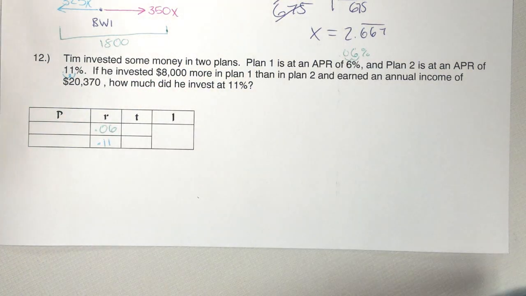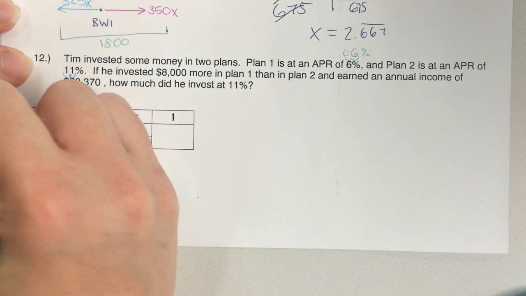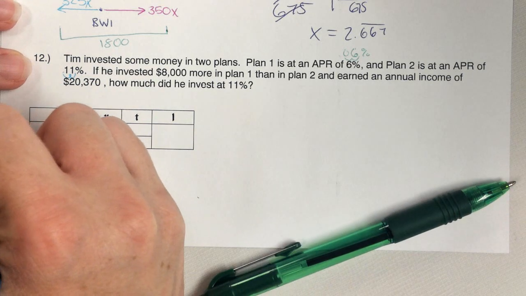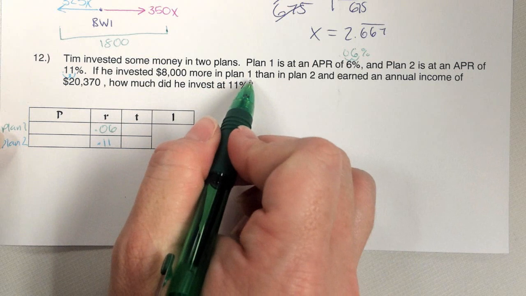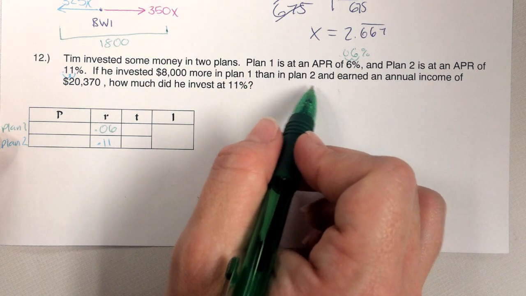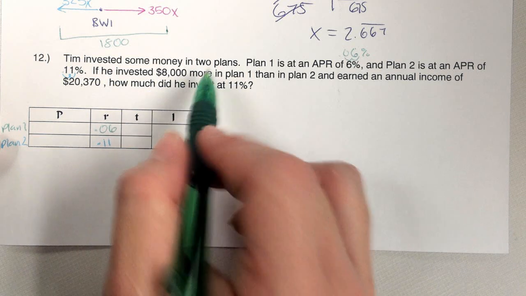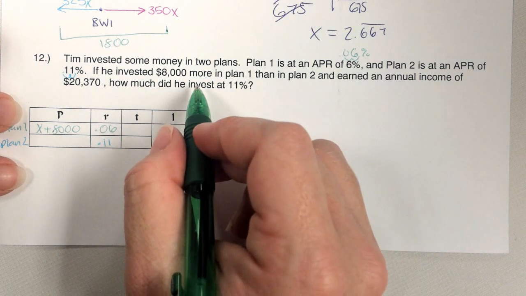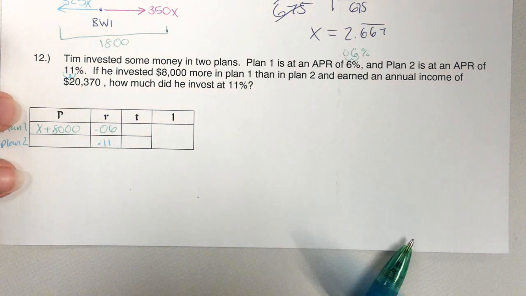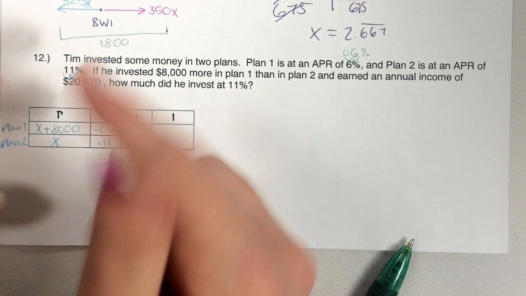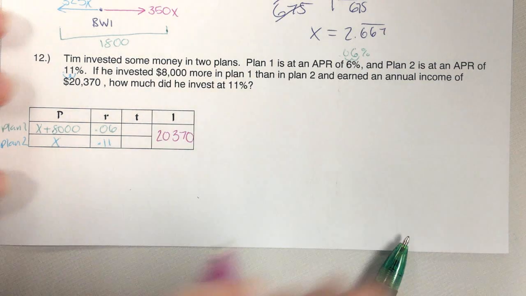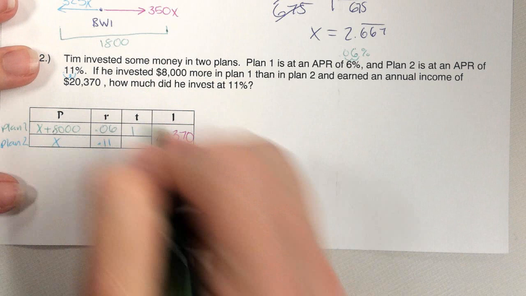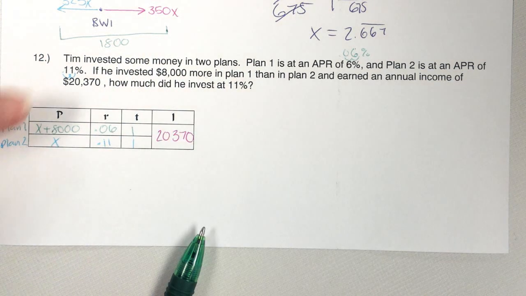If he invested $8,000 more in plan 1, so the first one, this one's plan 1. This one's plan 2. So if he invested $8,000 more in plan 1 than in plan 2, so plan 1 has $8,000 more. So X plus 8,000. So plan 2 is just going to be X. We don't know. And earned an annual income of 20,370. Well, annual income is a year. It's a lot of money, so this is going to be a lot of money.